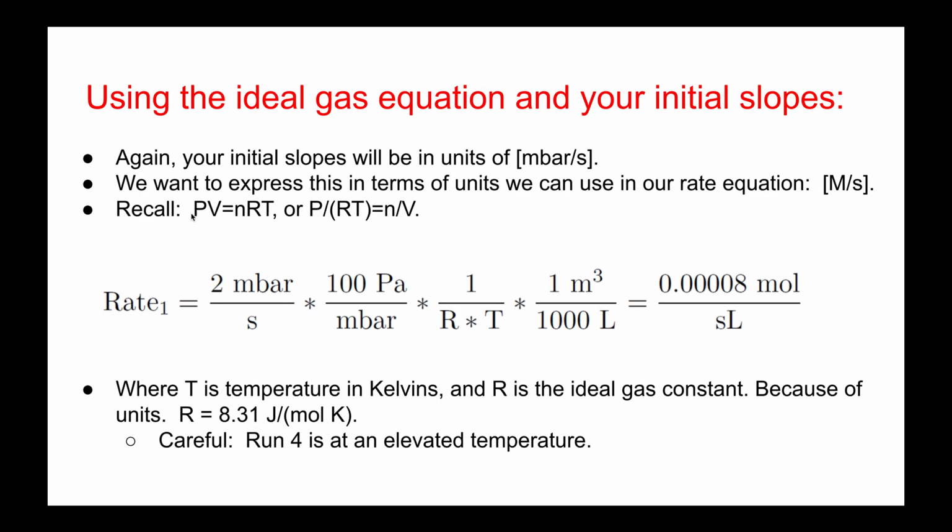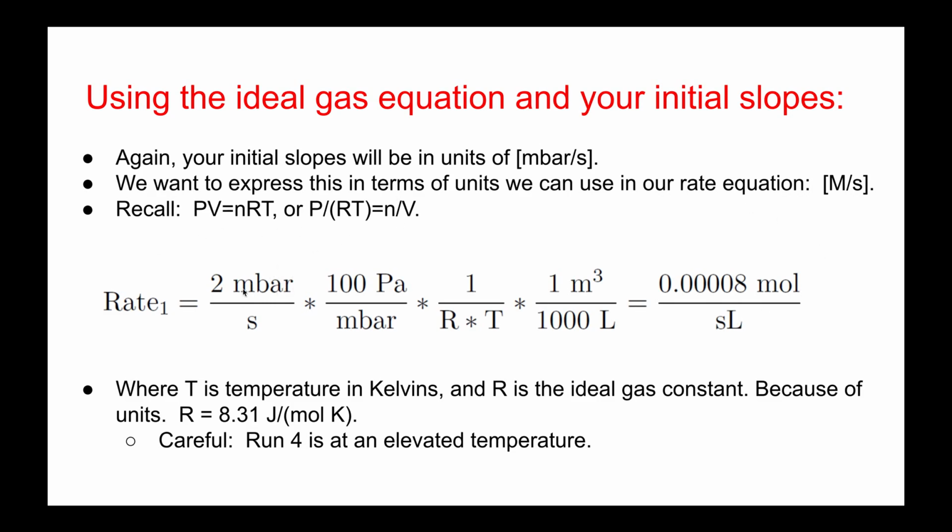Okay, we have PV equals nRT. We divide by RT, so we get something moles per volume. Okay, and that's what we want in addition to seconds. Okay, so we start with our slope. Let's say, as an example, we have 2 millibars per second. Okay, we don't want that. We want something molarity per second.